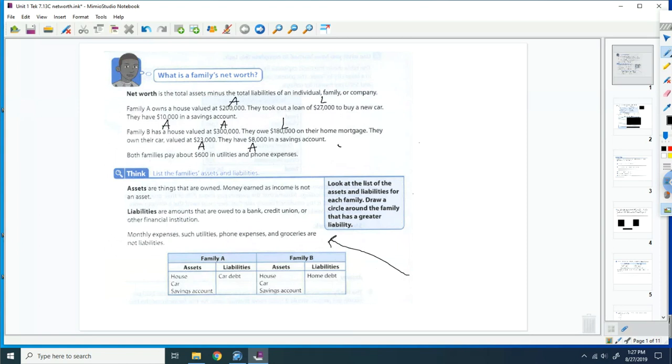Both families pay $600 in utilities and phone expenses. That's neither an asset nor a liability because that's just a bill. That does not go into your debt.